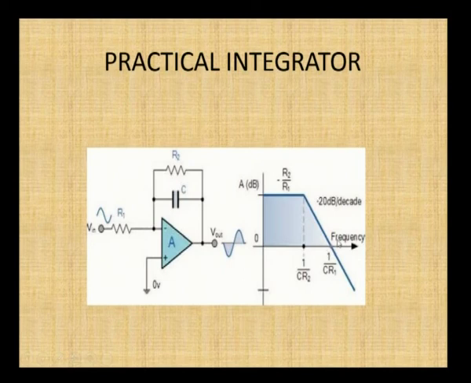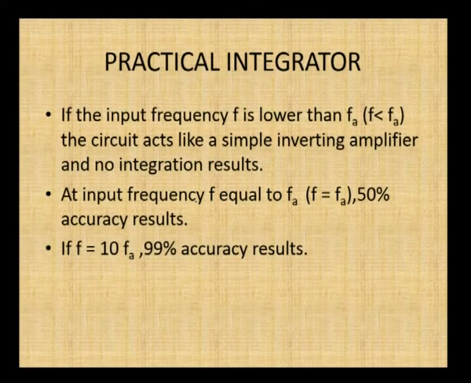So, the problem faced in the basic integrator is also reduced by having a resistance connected across the capacitance, and so your frequency response is not saturated when the input frequency is 0. Instead of saturation you will be having minus R2 by R1 here, and the gain is reduced, not as in the case of the differentiator. And this is about the practical integrator circuit. So, these are the frequency terms you have to follow for the practical integrator circuit.